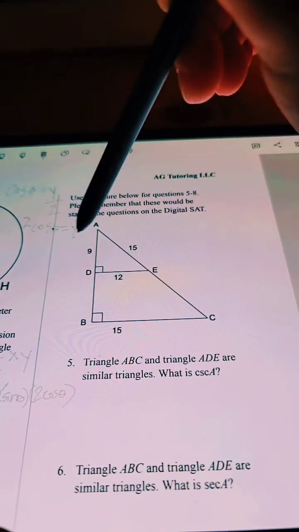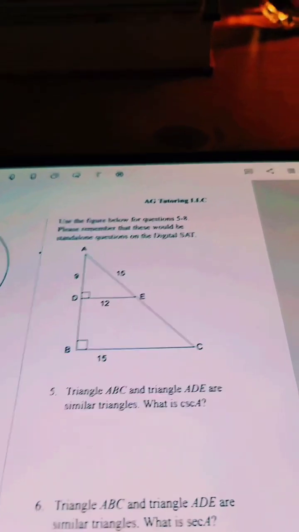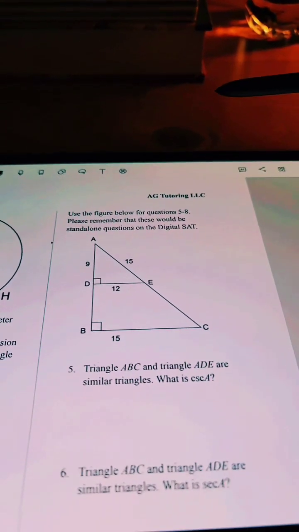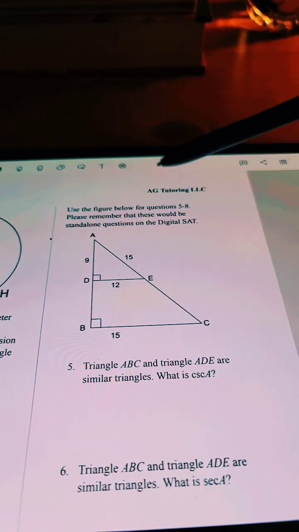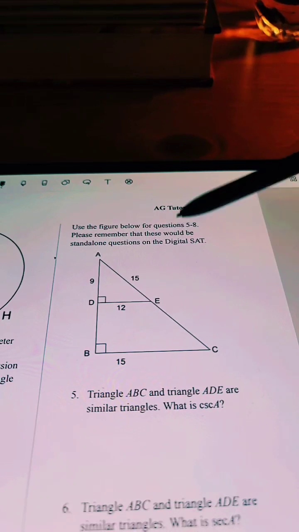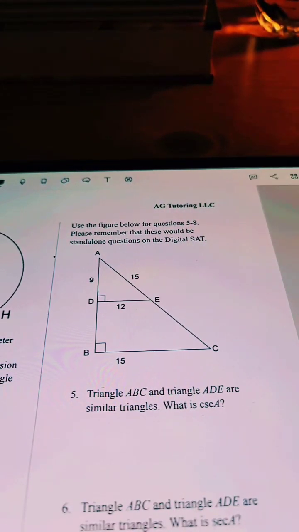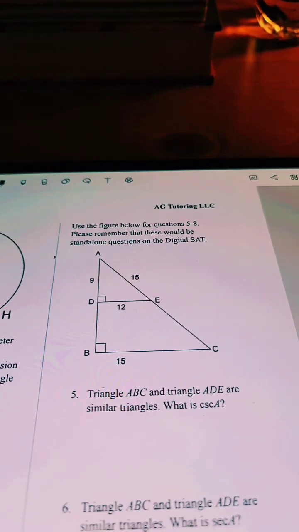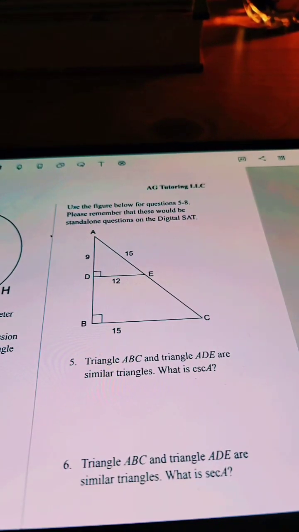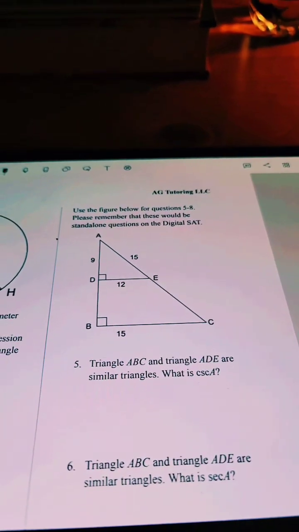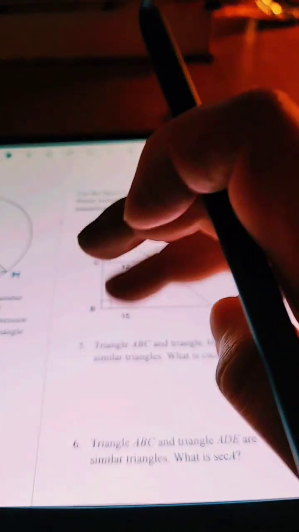Let me just erase this. Okay, so let me just make sure it's clear. Okay, so we're going to use this figure for the next couple questions. Now, I put a reminder here because this is a digital SAT workbook, and they don't do multi-part questions like that anymore like they used to on the paper exam. So each of these would be something you might see on an exam as its own question. I just put it together to save paper in case you wanted to print it.